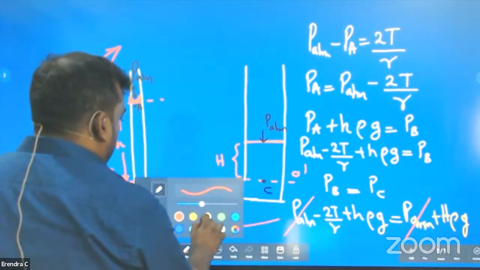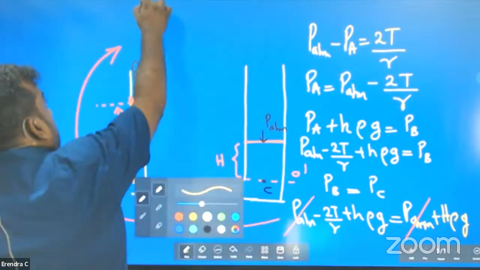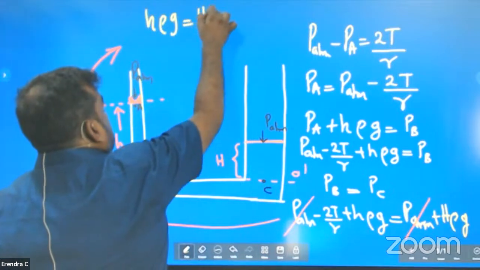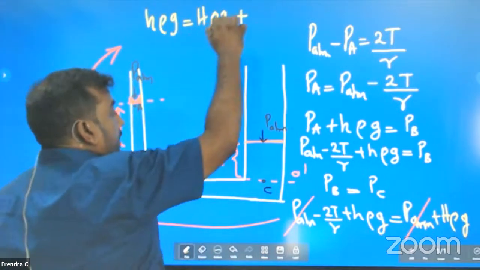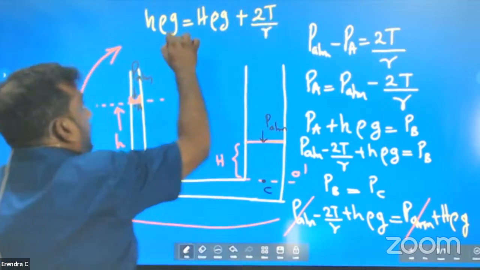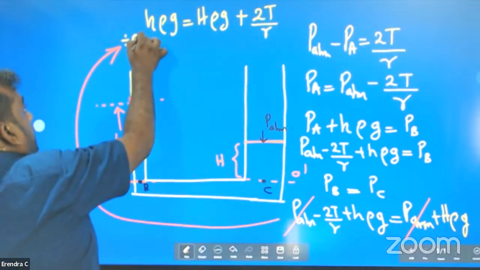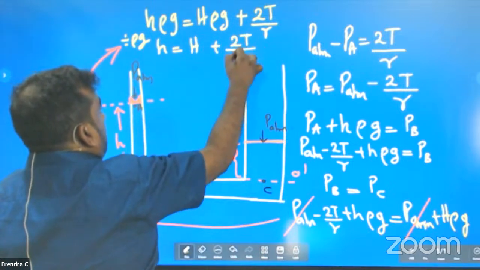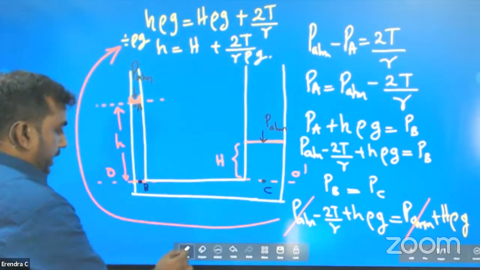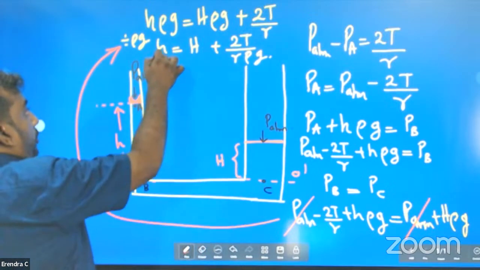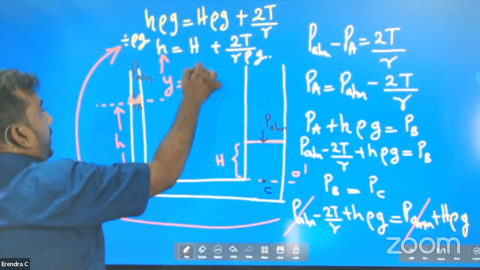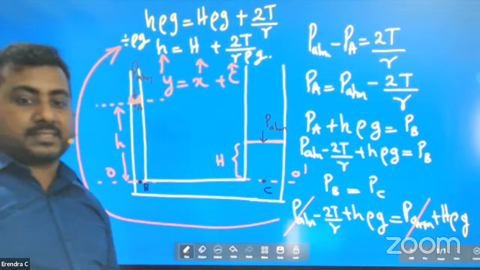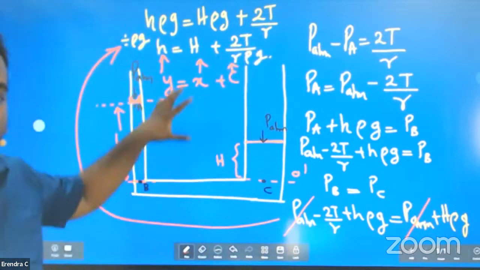Look at the board now. So here, small h rho g is equal to capital H rho g plus 2T over small r. Divide everything by rho g. Small h is equal to capital H plus 2T over r rho g. Please look at this. This graph is of the form y is equal to x plus c. There you go. If you want, you can take the photo.